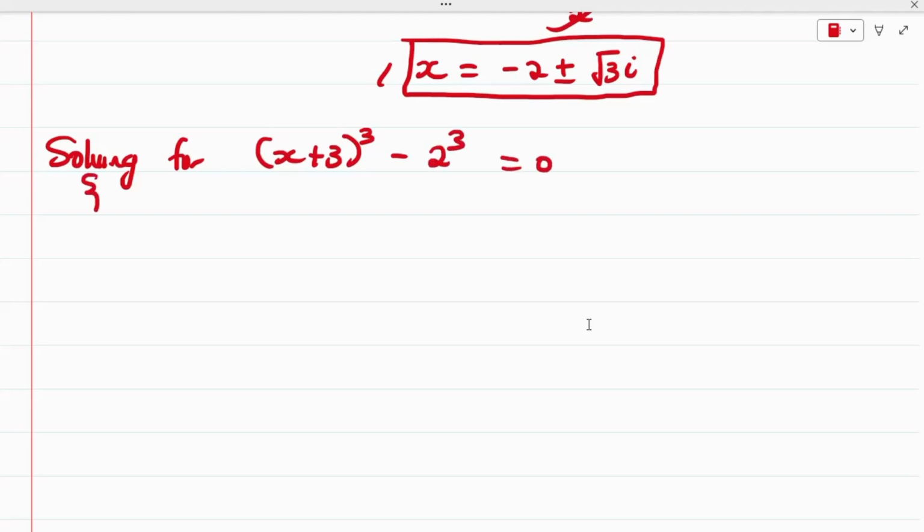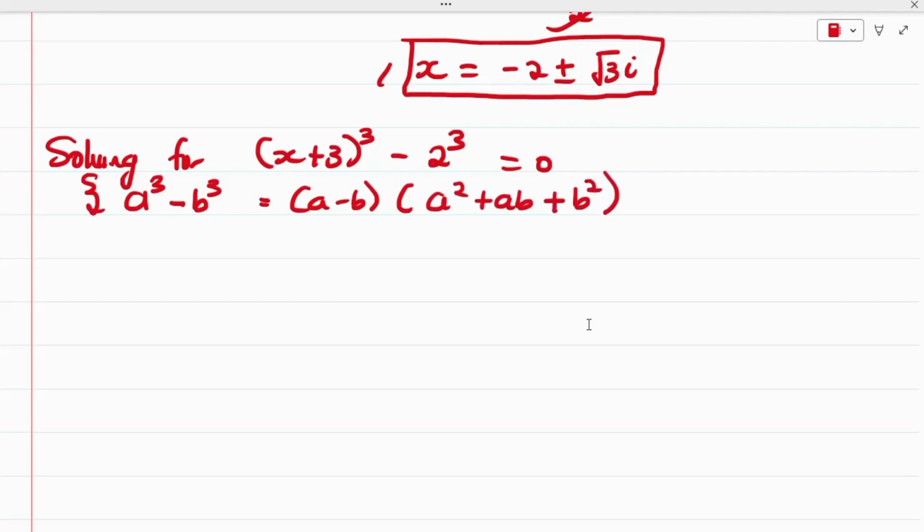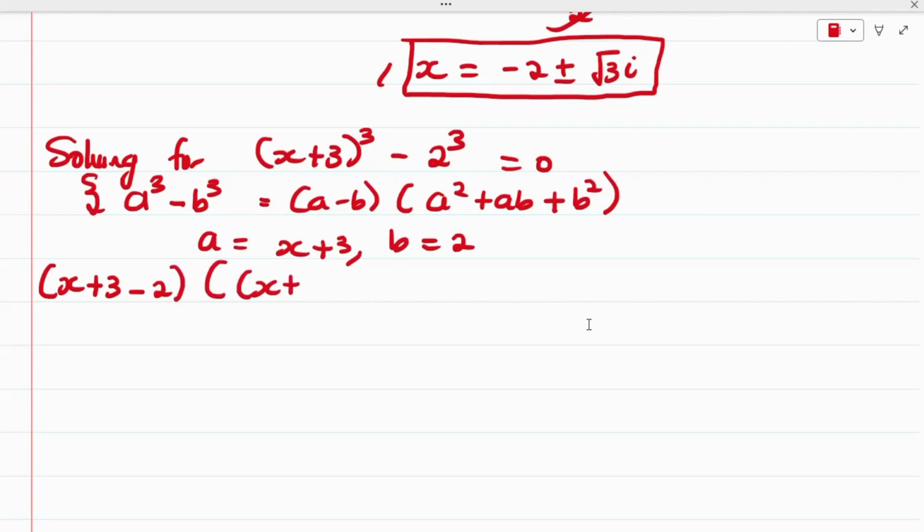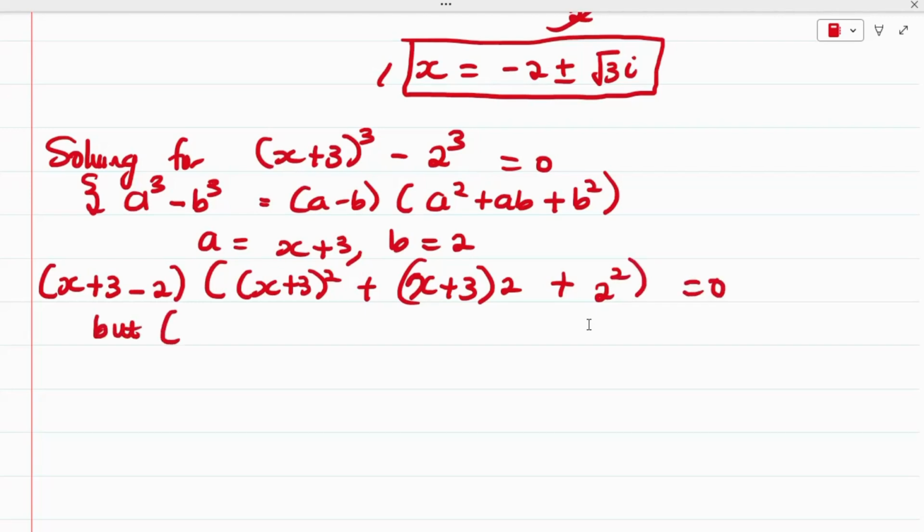So we want to apply this property that says if we have a³ − b³, this is equal to (a − b)(a² + ab + b²), whereby a = x + 3 and b = 2. So we have (x + 3 − 2) multiplied by ((x + 3)² + (x + 3) × 2 + 2²), and this is equal to 0. But we know that (a + b)² is equal to a² + 2ab + b².